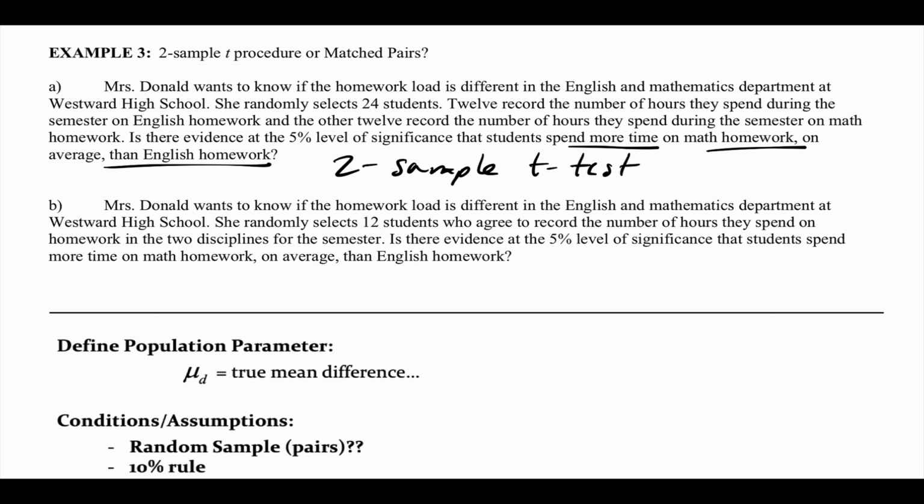So again, she randomly selects 12 who agree to record the number of hours they spend on homework in the two disciplines for the semester. Is there evidence that students spend more time on math homework? So are we focusing on the individual differences, or are we focusing on the groups? There you go. So this is matched pair.